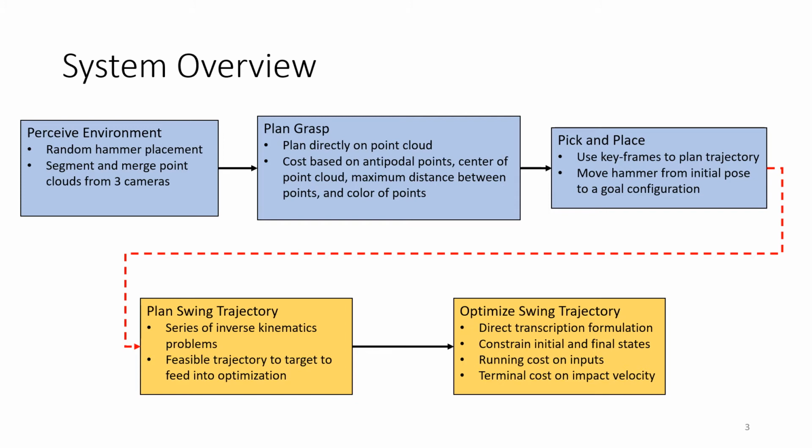The swing trajectory system uses a series of inverse kinematics problems to create an initial joint trajectory that will bring the hammer face to the desired impact location. Then, trajectory optimization is performed to try to achieve a desired impact velocity. This optimization is formulated as a direct transcription problem, and I've constrained the initial and final states to be the same as those of the inverse kinematic trajectory. There's a running cost on the sum of the inputs to minimize the energy used during the trajectory, and also a terminal cost on the impact velocity to try to achieve the desired impact velocity.